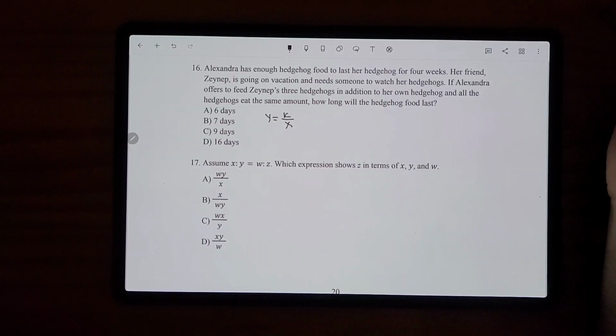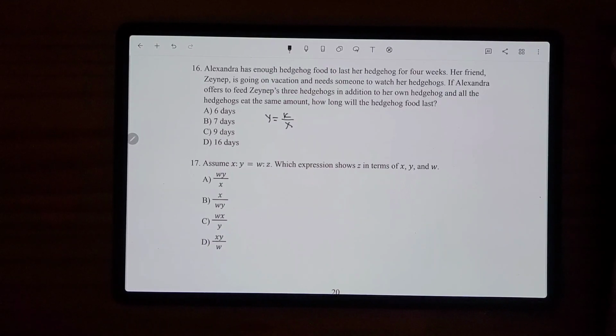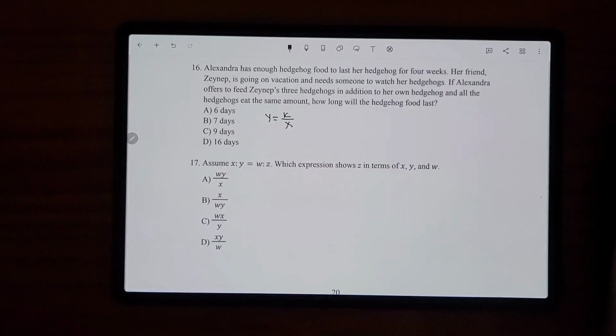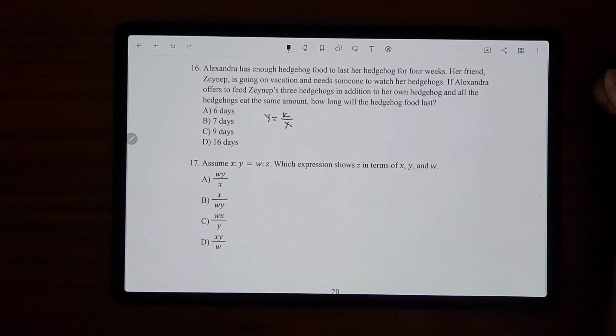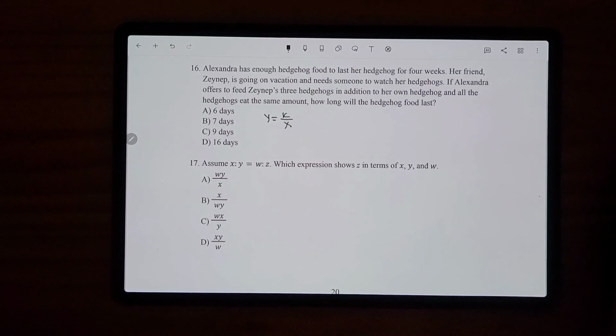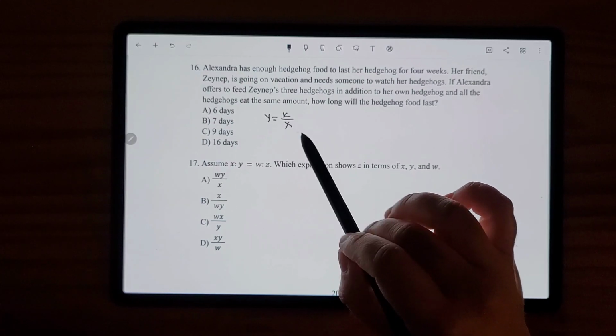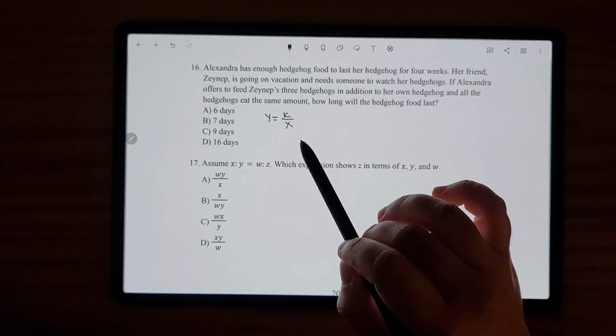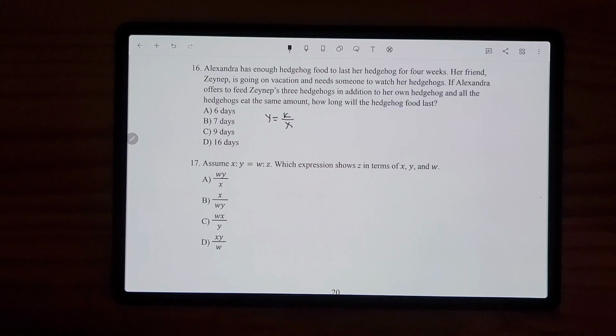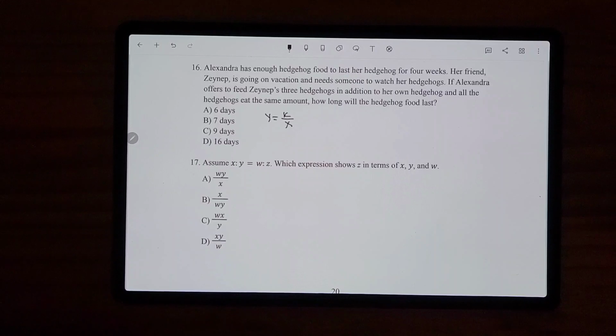Pause to read number 16 if you haven't already. So this is an example of an inversely proportional relationship. Now, these are less common than the directly proportional ones, but they do sometimes show up, and they can show up on the exam. So the formula you need to remember for inversely proportional is this one, where y and x represent the things that are inversely proportional. So in this case, it would be the number of hedgehogs and the number of weeks of food available.